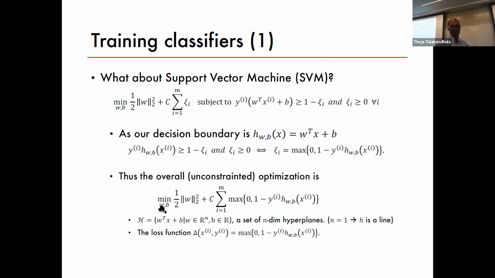Also, if you just look at this expression, you'll see a very non-standard loss function here. Where am I seeing the loss function? I'm making a prediction here: H of xi is my prediction, and the ground truth is yi.